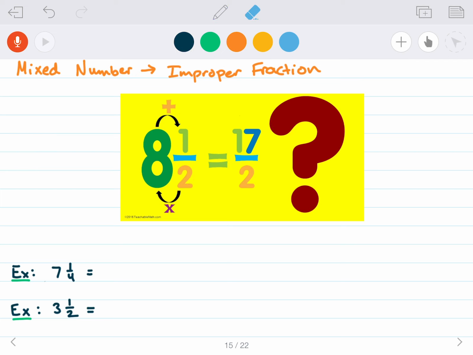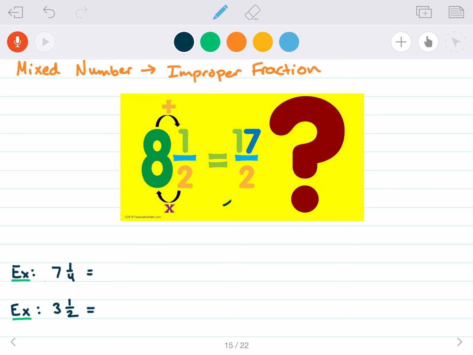All right, so there's a pretty easy trick that you'll need to know for the test to go from mixed to improper. The trick is that you basically multiply the bottom number by the big number, and then you add the top number to get the new top number. And then you just keep the denominator as it is. So let's do some examples with this.